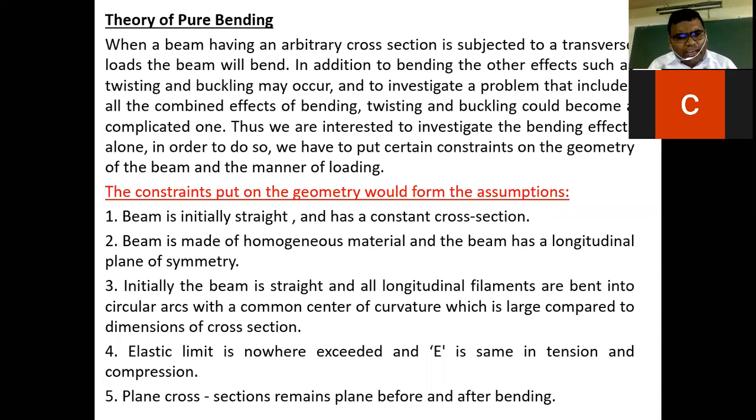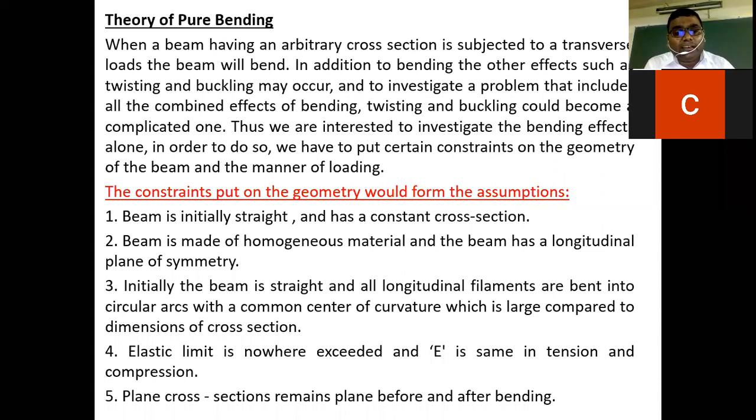So we are taking some assumptions. When we develop a mathematical problem, we have to take some assumptions. By taking assumptions, we are able to solve the problem; otherwise it is very difficult. So we have to consider some assumptions before proceeding ahead and finding the equation of bending.